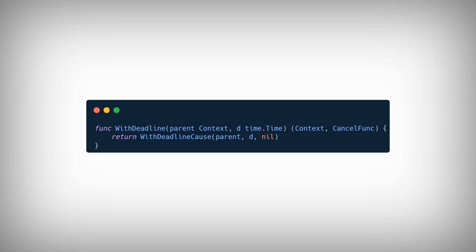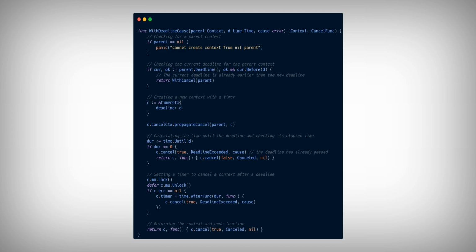Let's go through the basics. WithDeadline returns a copy of the parent context with a modified deadline, set to be no later than D. If the deadline of the parent context is already set before D, WithDeadline is semantically equivalent to the parent.